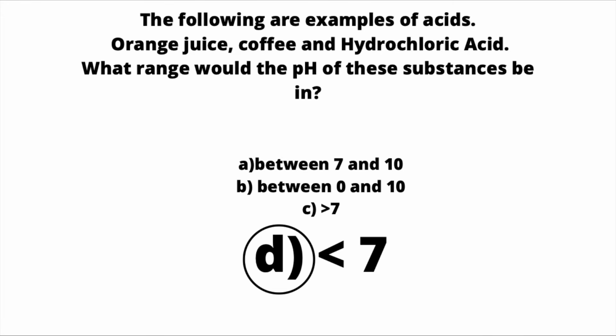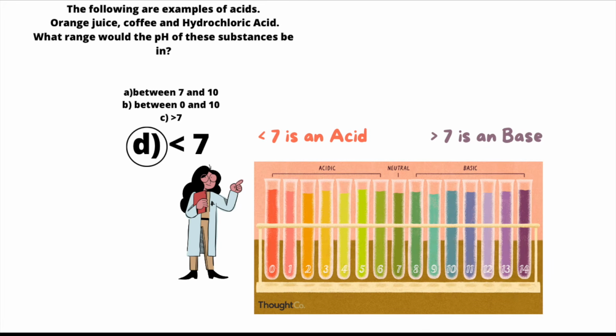Our answer here is D, less than 7. So anything less than 7 is an acid. Anything more than 7 is a base, or it is alkaline. 7 itself is neutral. And I just want to add that the further you go up the scale towards the pH of 14, the stronger the base is.